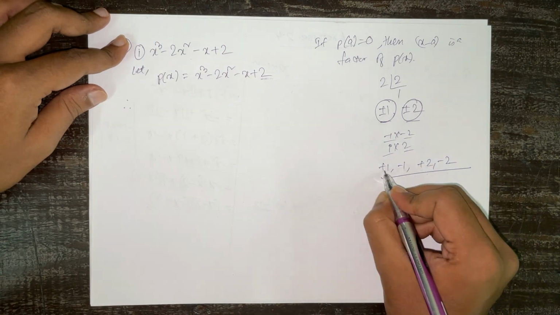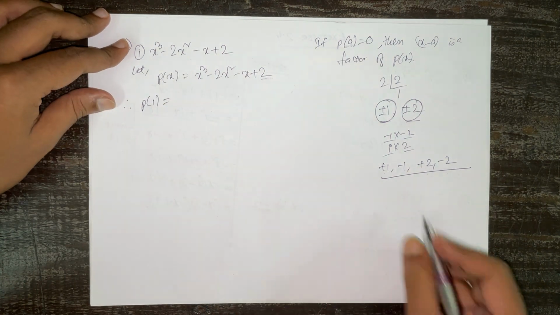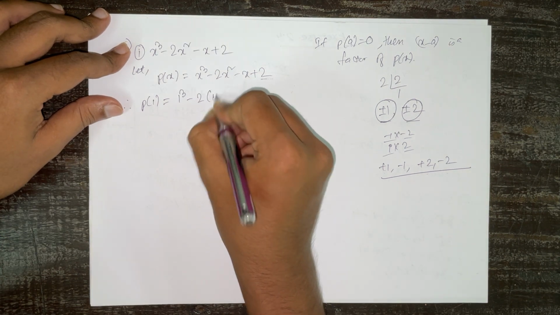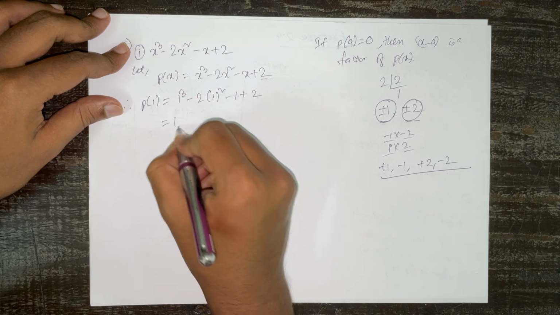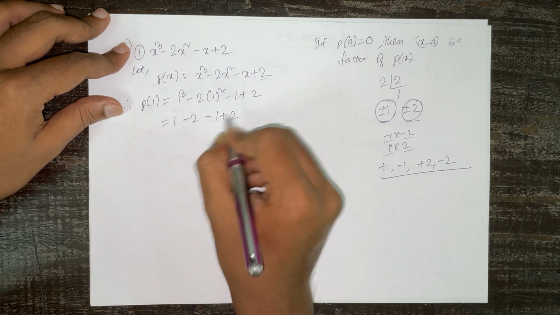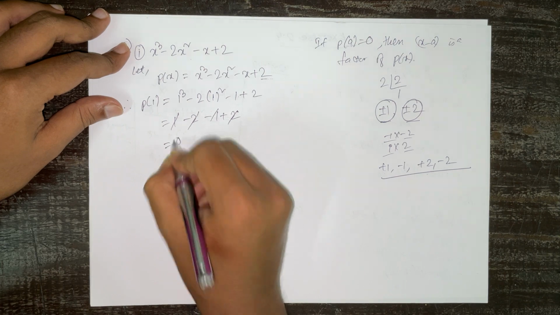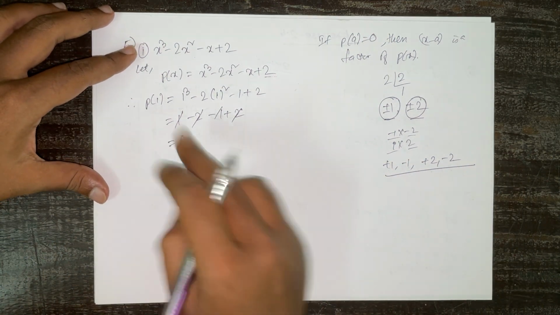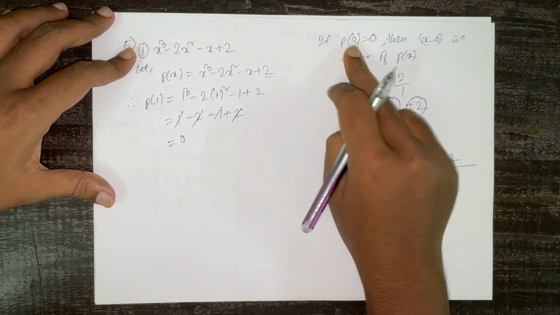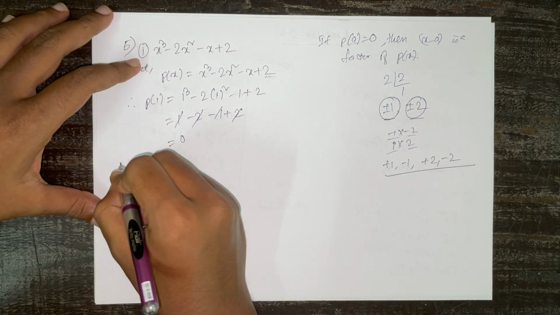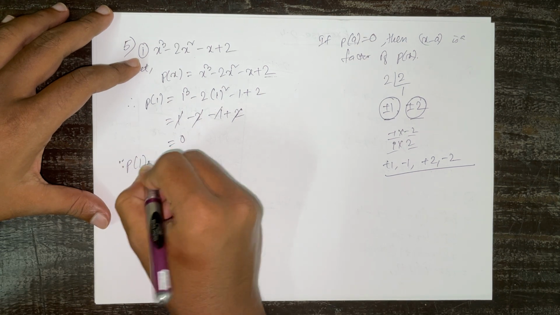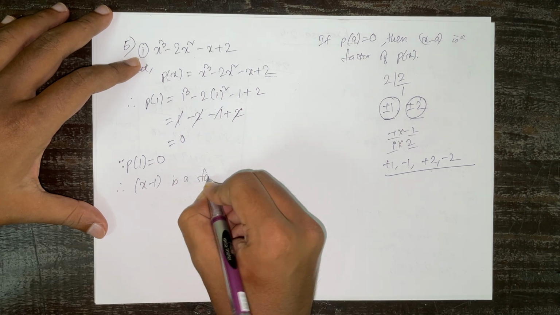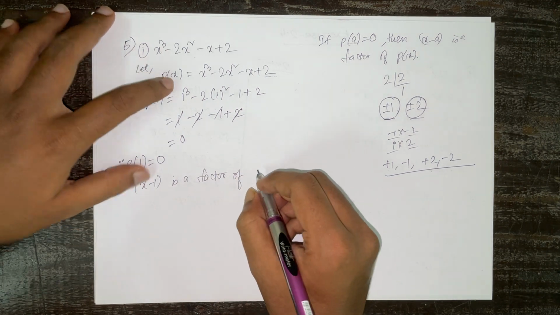The first one is plus 1. So p of 1 is equal to what? Put the value 1 in place of x everywhere. So it will be 1 cube minus 2 into 1 square minus 1 plus 2. So it is 1 minus 2 minus 1 plus 2. 1 cancels, minus 2 cancels, it is 0. Done. We have got our answer in the first try itself. We tried with 1 only and got the answer 0. So since p of 1 is equal to 0, therefore x minus 1 is a factor of p of x.